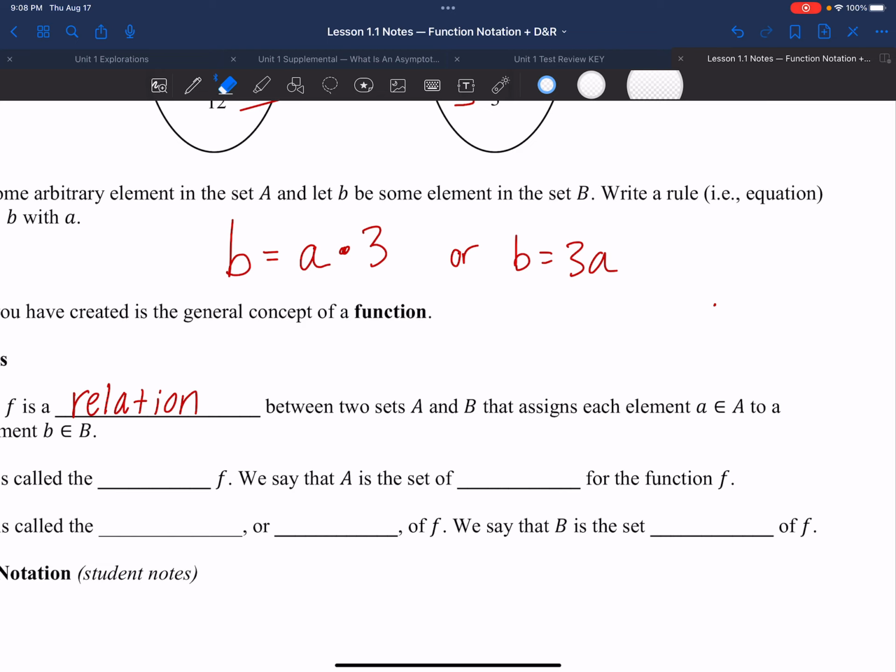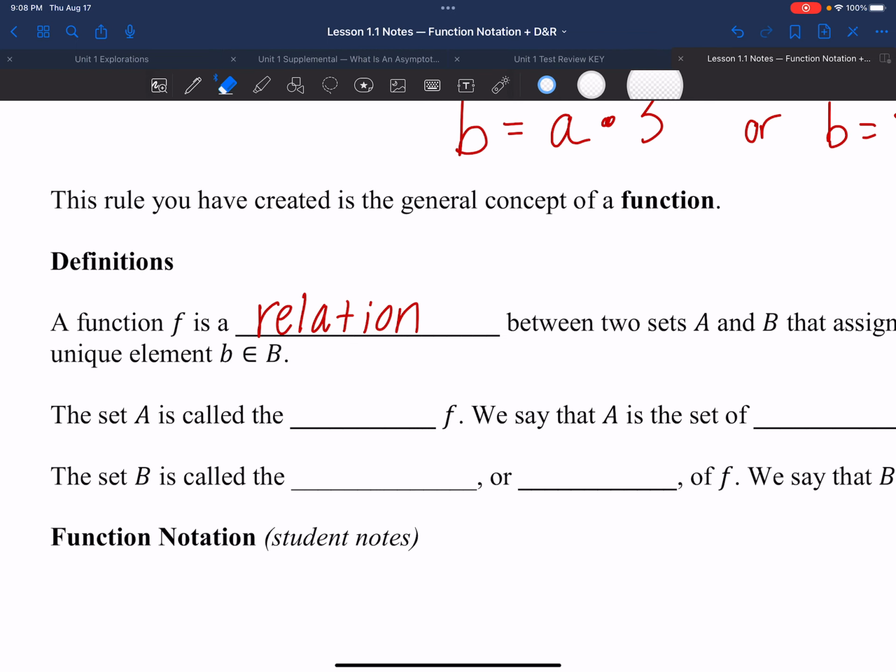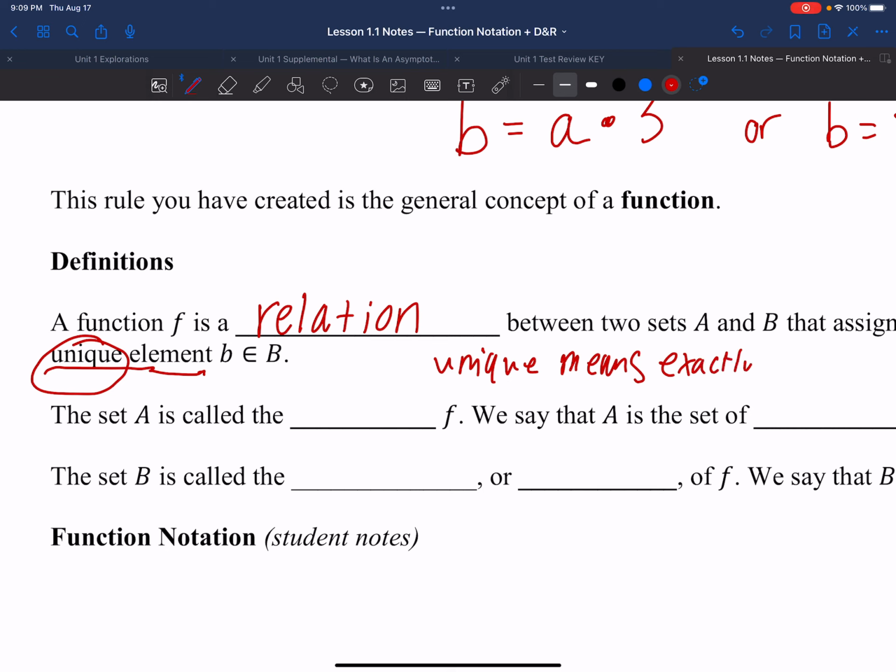Okay? And then notice I go here and I say a unique element b in B. Now, what do we mean by unique? And we're going to see this word a lot in our math vocabulary. You might think, okay, what's the definition of unique, right? Well, it's different. It's different from everybody else. In mathematics, unique, right? It means exactly one. That is what unique means.